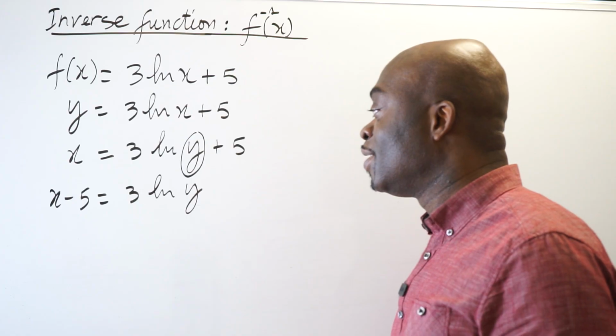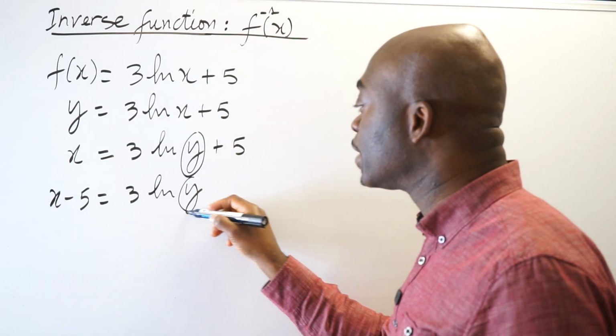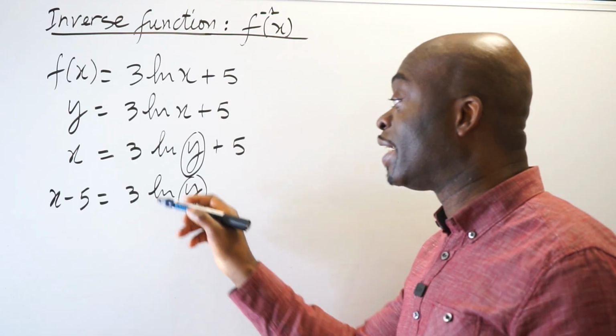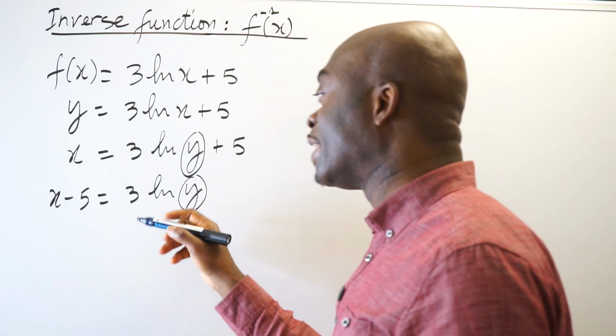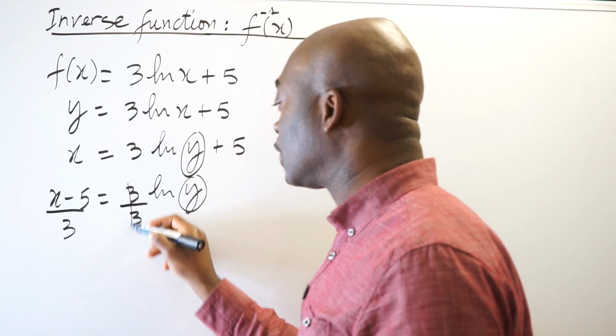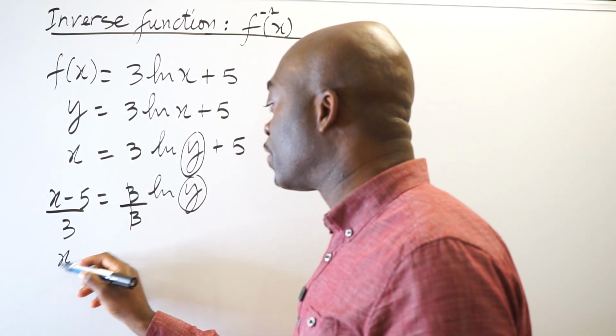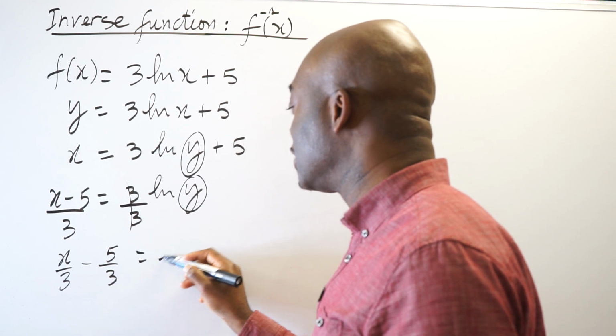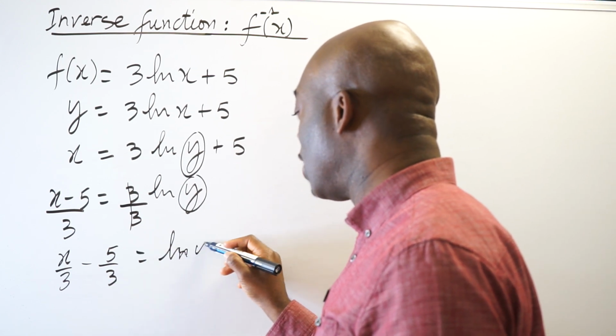Now remember, we're still solving for y. So how are we going to do that? The next thing to get rid of is the 3. We can divide both sides by 3. Then we end up with x over 3 minus 5 over 3 equal to ln of y.